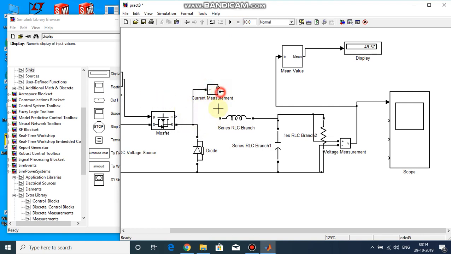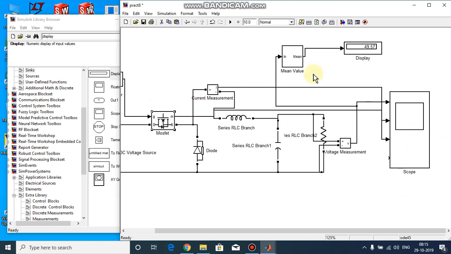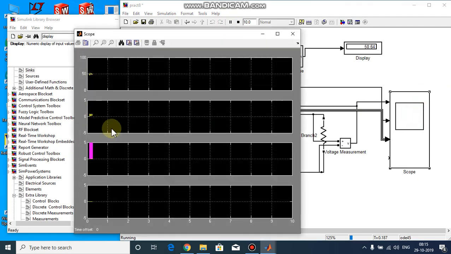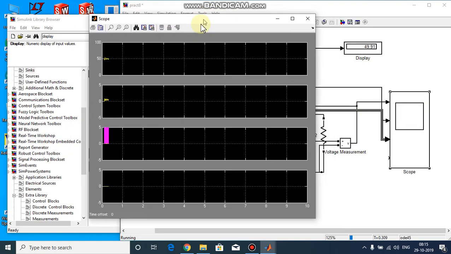So that is the current through the inductor that we are getting, and then we have voltage, current through the inductor, and the MOSFET parameters. So just control and then scope. It's connected. And now we have all our parameters being displayed.